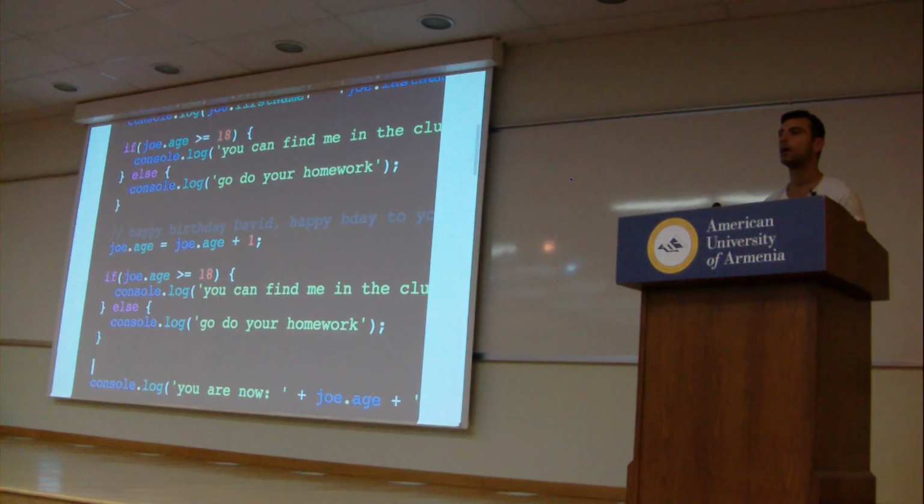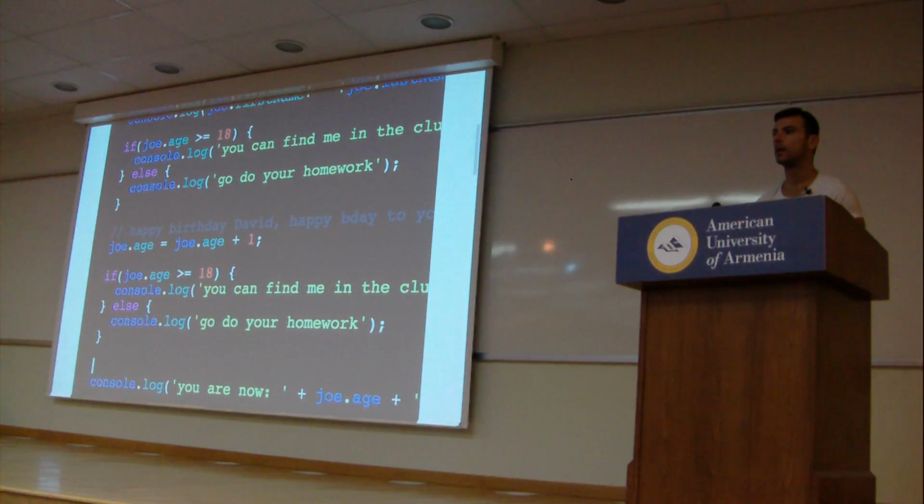So how can we do, like, for the go do your homework to not be in the console? We just erase it? Oh, you don't want the else condition to do go do your homework? I'm trying to say, if Jose changes to 18, how can we make it automatically change the go do your homework to something else? Can we do that? Automatically change the go do your homework to something else. So like not having the first go do your homework, just have you can find me.